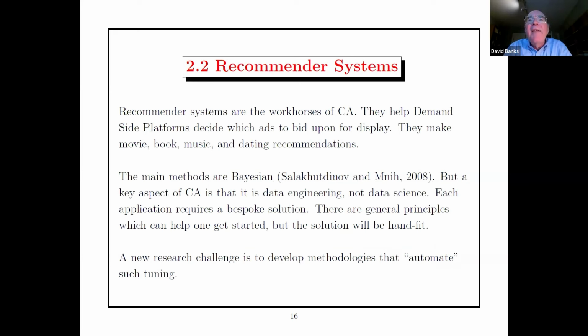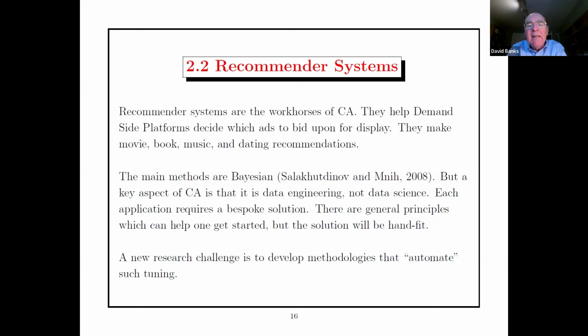Recommender systems are, I think, an especially exciting component of computational advertising. They determine all sorts of things. They help the demand side platforms decide which ads to bid upon for display. They make movie, book, music, and dating recommendations. And the main methods are Bayesian. There is a 2008 paper by Salakhutdinov and Mnih, which opened up a huge territory that many people have been publishing on since.